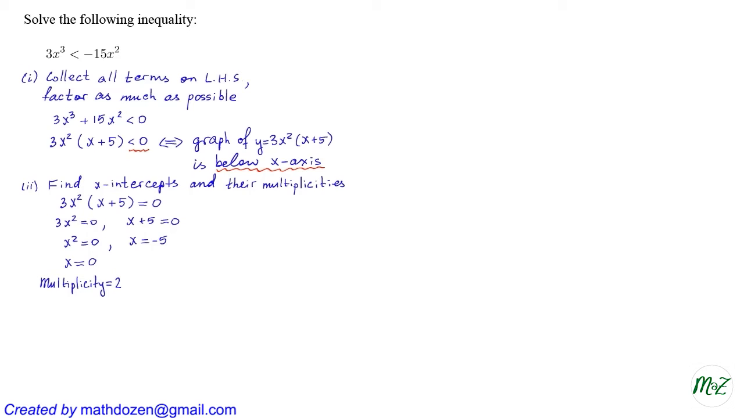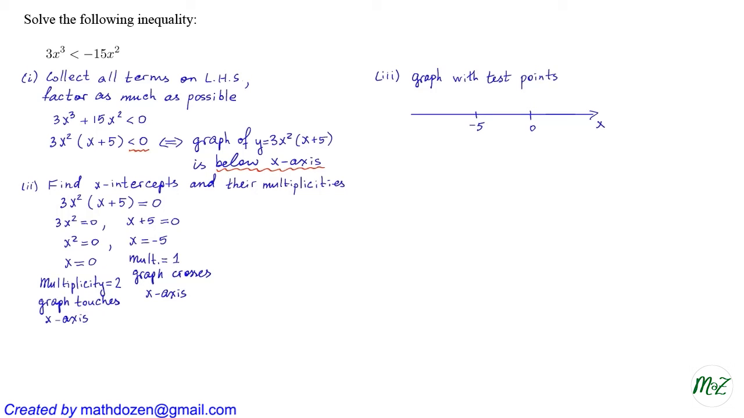Since the x equals 0 intercept comes from the x squared term, the multiplicity of that will be 2. And since the intercept x equals negative 5 comes from x plus 5 to the first power, its multiplicity is 1. So at the even multiplicity intercept, the graph only touches the x-axis, and at the odd multiplicity intercept, the graph crosses the x-axis. So now we're ready to graph this with test points.